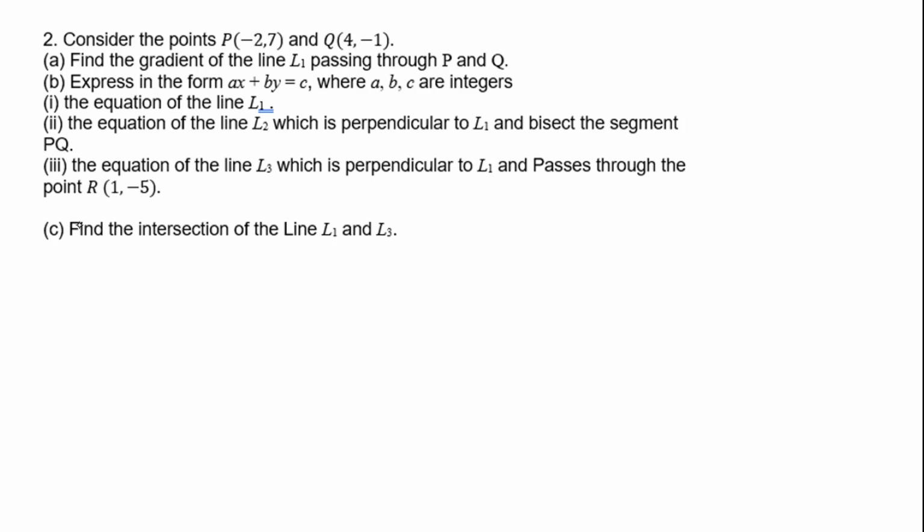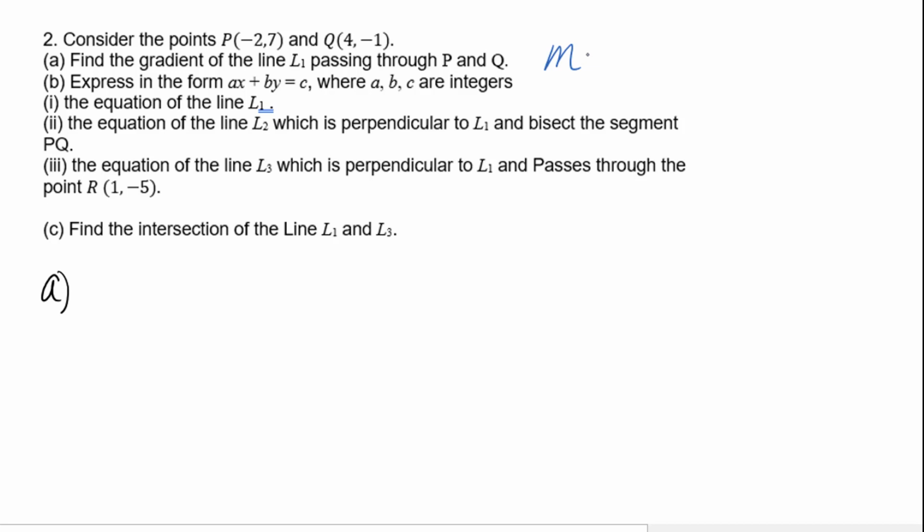Today's lesson is about parallel and perpendicular lines. For number 2, consider the points P(-2, 7) and Q(4, -1). Find the gradient of the line L1 passing through P and Q.